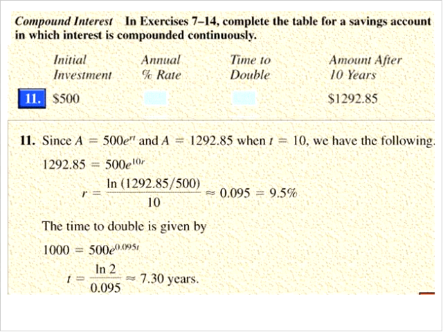Alright, number 11, we have to find the missing information. We are given the model A equals 500e to the RT. If A is 1,292.85 and T is 10 years, let's solve for R. We'd have to divide each side by 500 first, and if we want to do it this way, we can. I'll do it on my calculator.